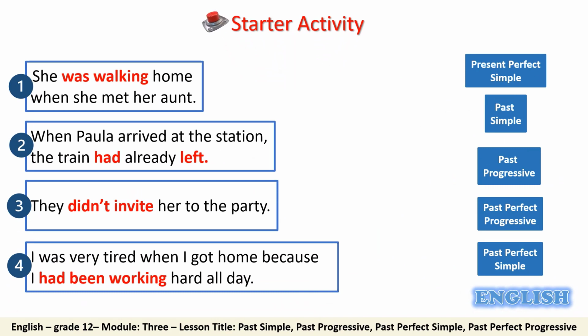So we will begin with a starter activity. You have 4 sentences. Each sentence contains a verb colored in red. Then on your right hand you have 5 tenses. So please pause this video here and match the sentences with the tenses.